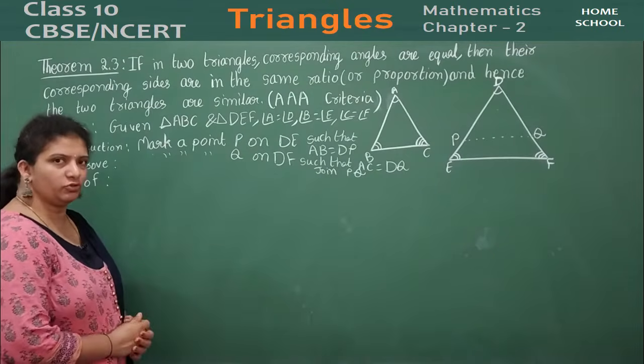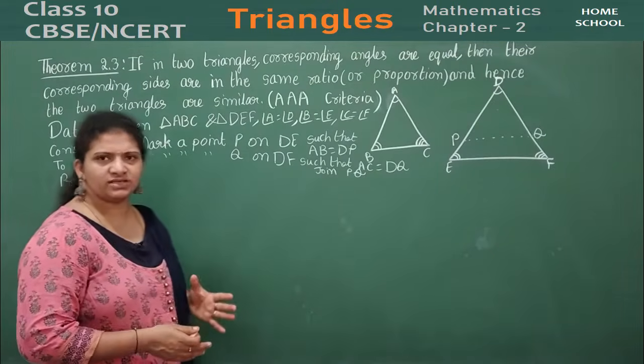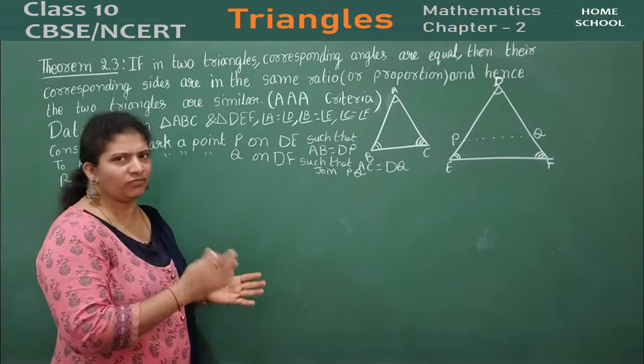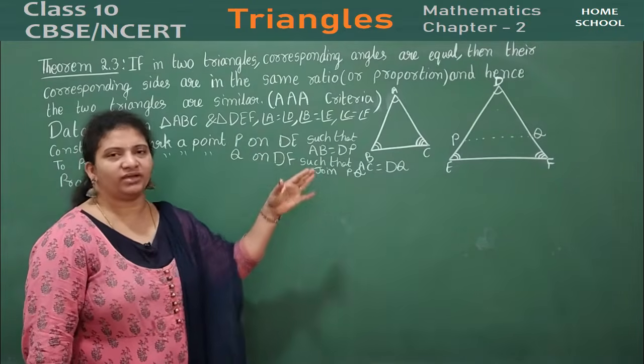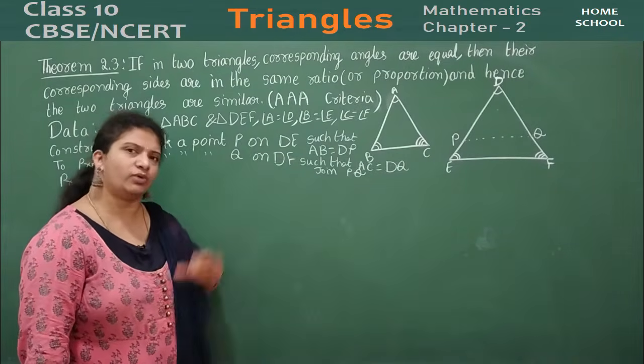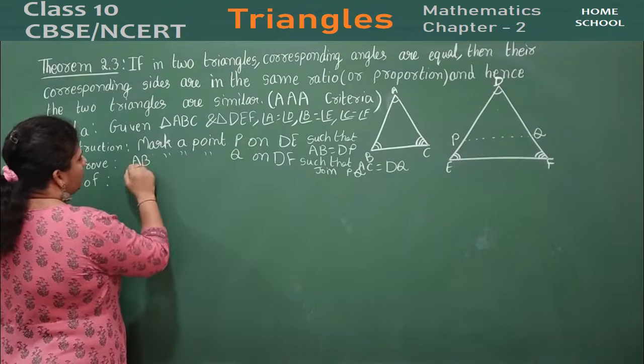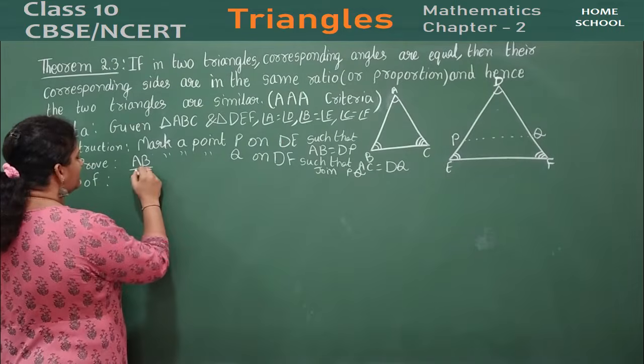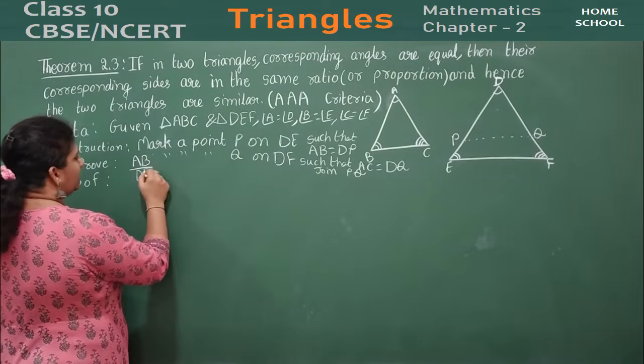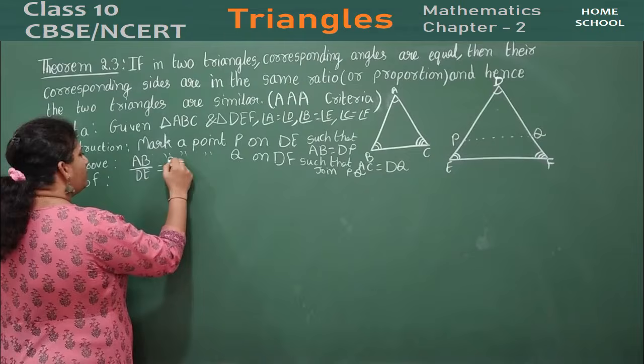Next, what I need to prove here? Ratios are in proportion. See here, children, ratios are in proportion said. Any type of ratio, small triangle by big triangle or big triangle by small, you can prove. So let me take here AB. What is the corresponding side? That side DE is equal to BC.